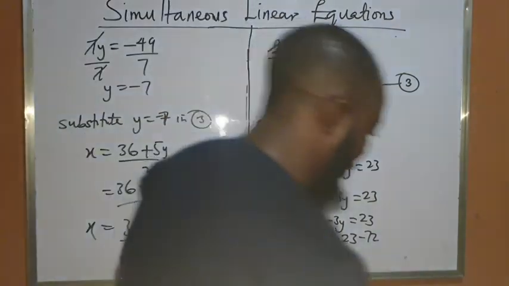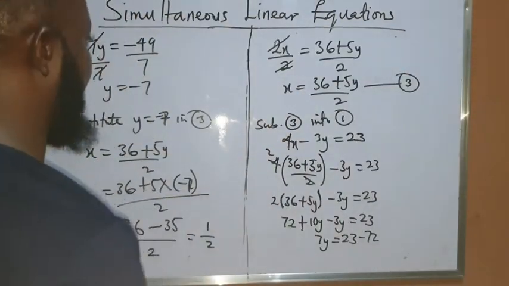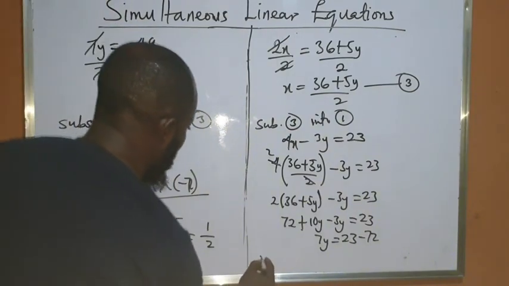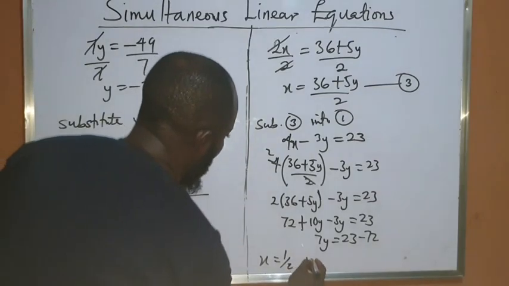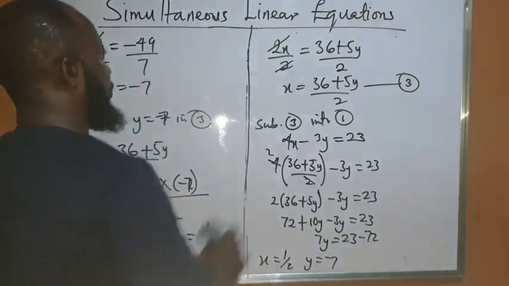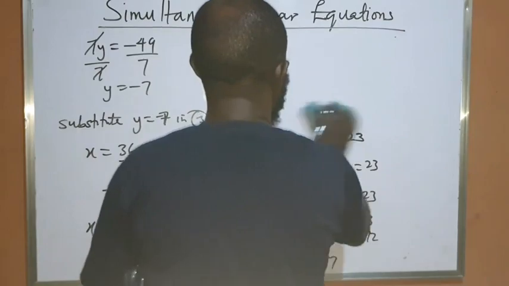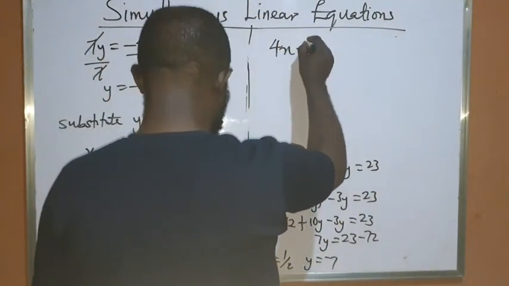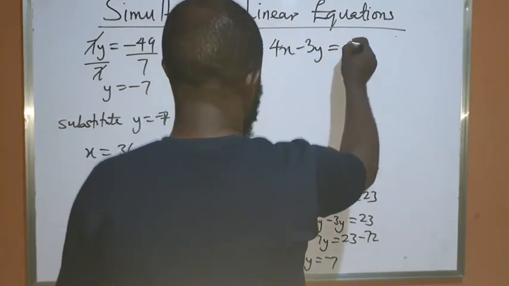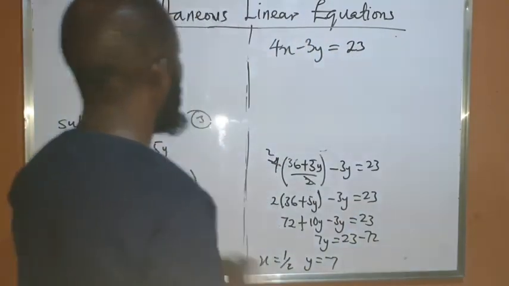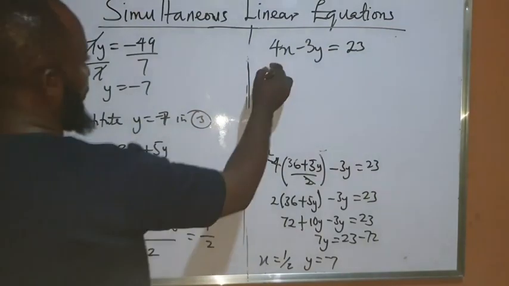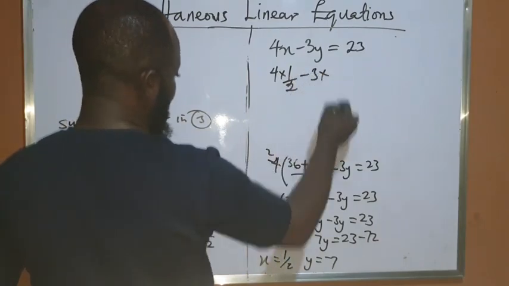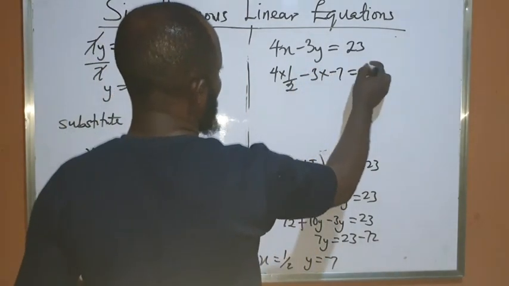So let's confirm the answer. The value of x is 1 over 2 and y is minus 7. Let's pick one of the equations and see if we're going to get the same thing. Let's pick this one, 4x minus 3y equals 23. Wherever we see x, we put 1 over 2. That is 4 times 1 all over 2 minus 3 times y, which is minus 7, equals 23.